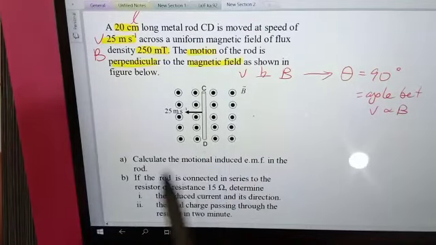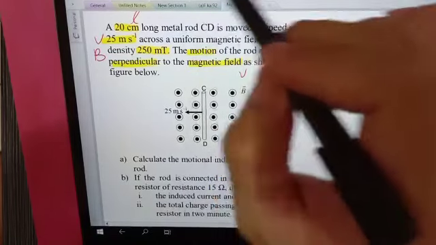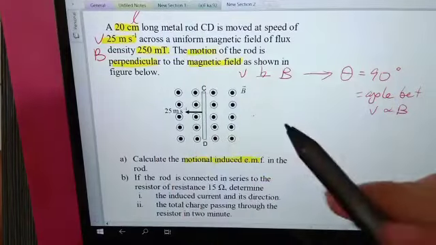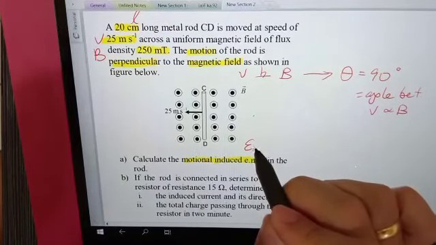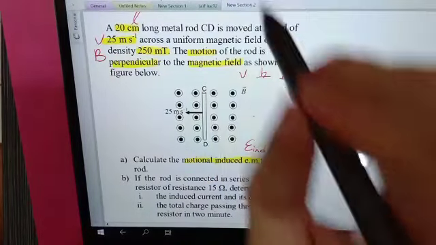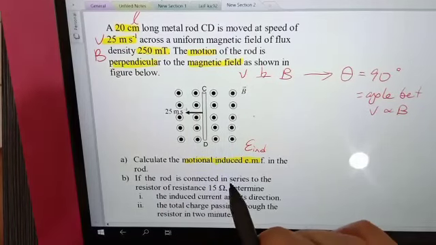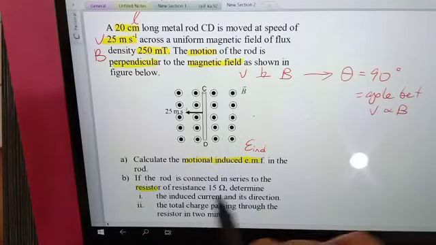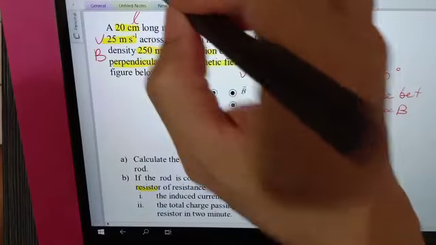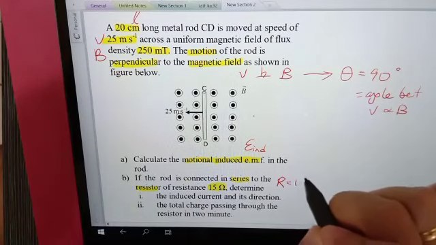Now, calculate the motional induced EMF in the rod. So, what's the EMF induced in the rod? So he asked for E induced. And then the next thing he asks, part B, the rod is connected in series with a resistor of resistance 15 ohm. So there is a resistor added there, resistance equal to 15 ohm.